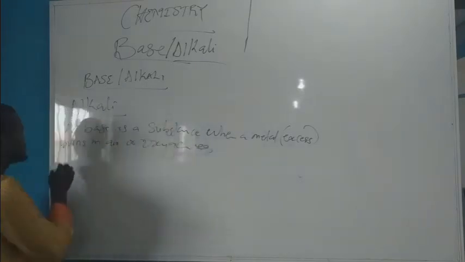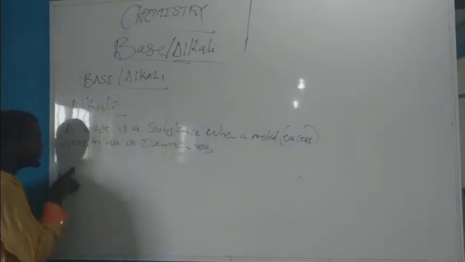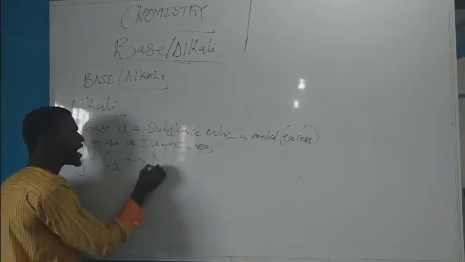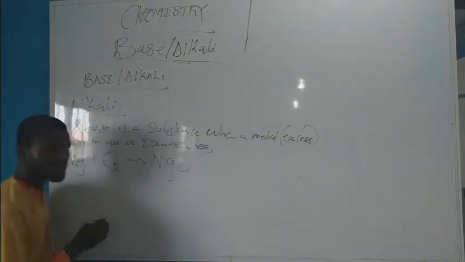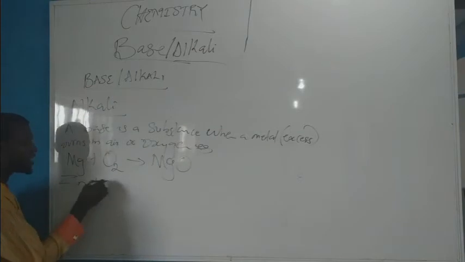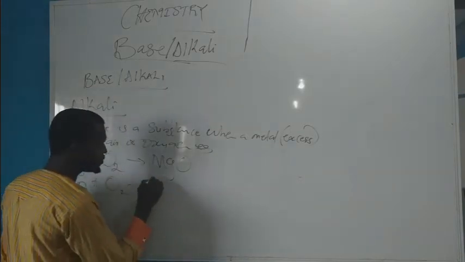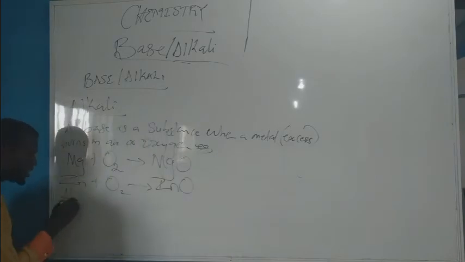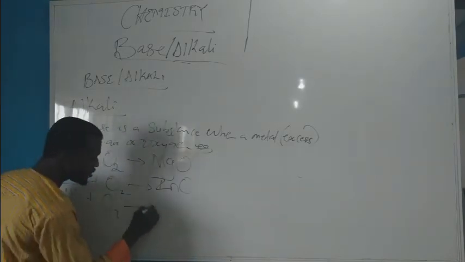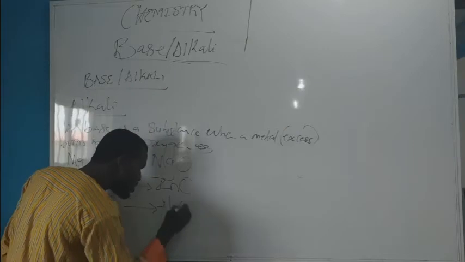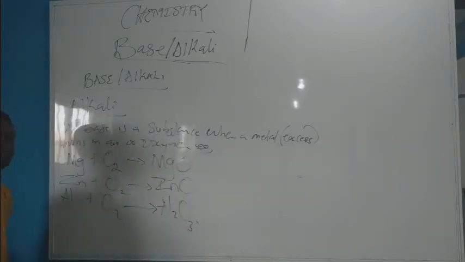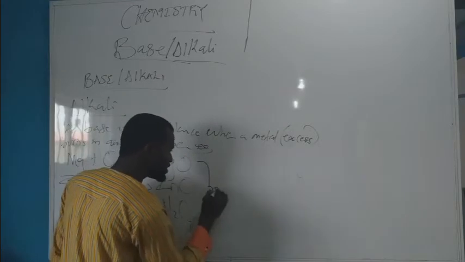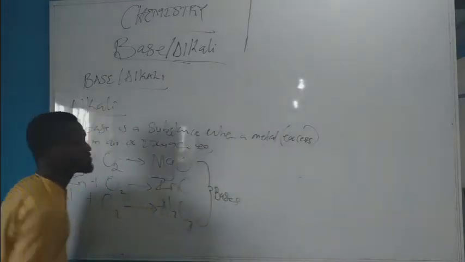Example: magnesium in oxygen will give you white ashes of magnesium oxide. Zinc bonding in oxygen will give you zinc oxide. Aluminium in oxygen will give you aluminium oxide. All these are considered as bases.